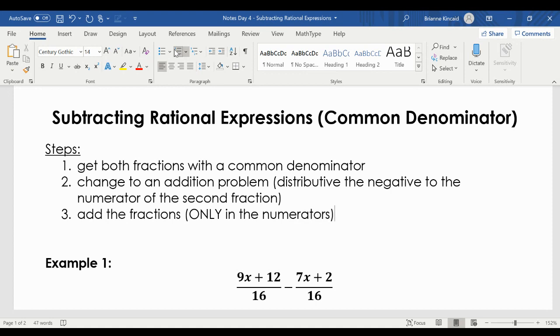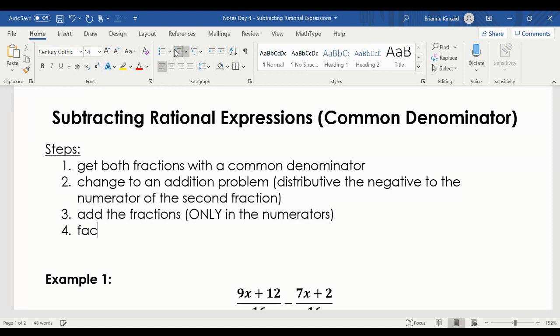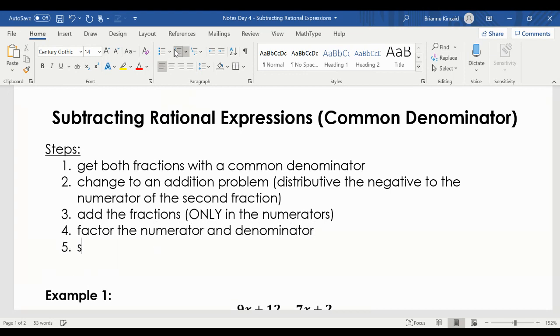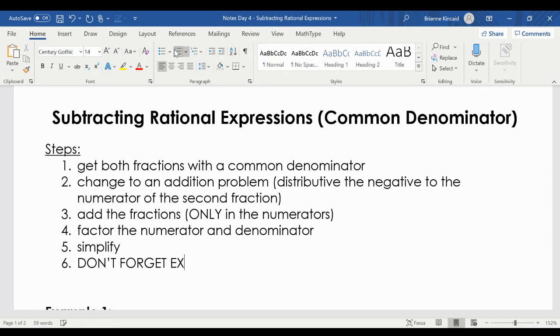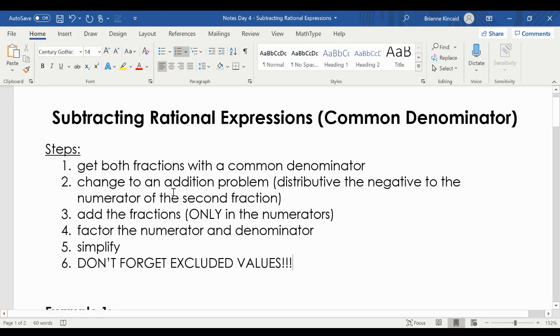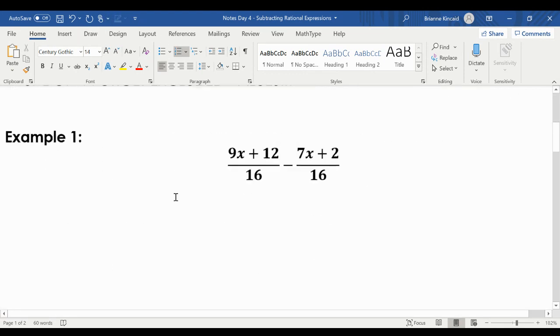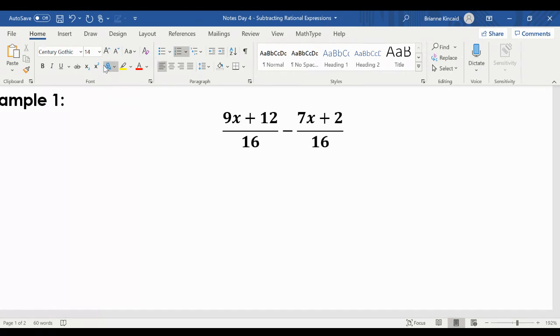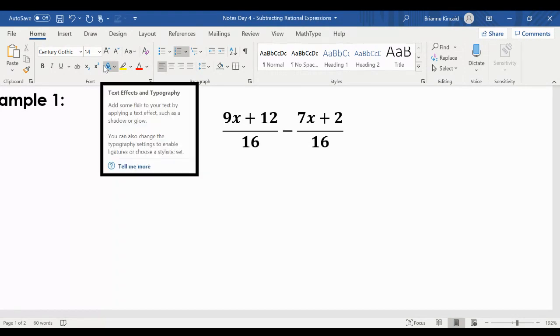Once it's one single fraction, you're going to factor the numerator and denominator. You're going to simplify, and then as always, I can't stress enough, don't forget excluded values. All right, so let's take a look at this first example.